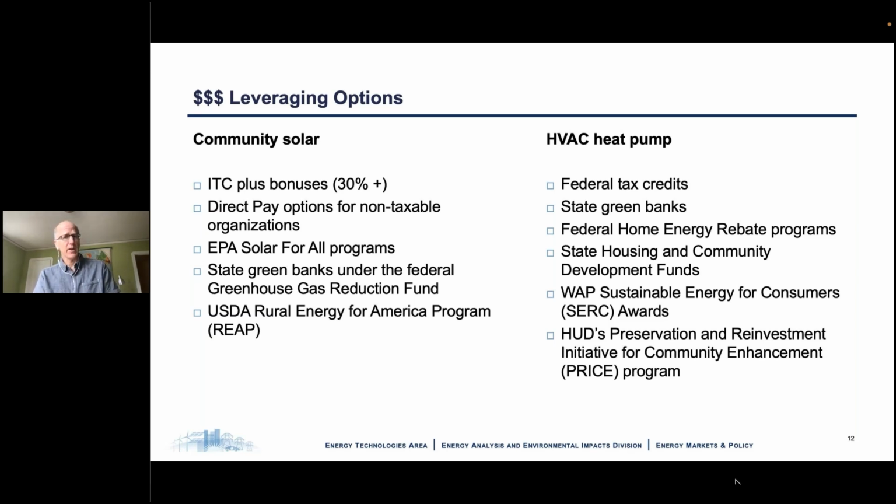Then there are sort of, you could call them non-energy funds. Most states have a state housing and community development fund that can be applied, as Michigan does. The weatherization program has a couple of bonus award programs, Sustainable Energy for Consumers, for example, the CERC awards. And HUD has funding available for improvements in manufactured home communities, including the PRICE program. And then there are, of course, non-government sources like foundations, corporate grants, et cetera. So the idea is to stack up as many funding sources as possible so that the maximum amount of benefits can be delivered to low-income communities.